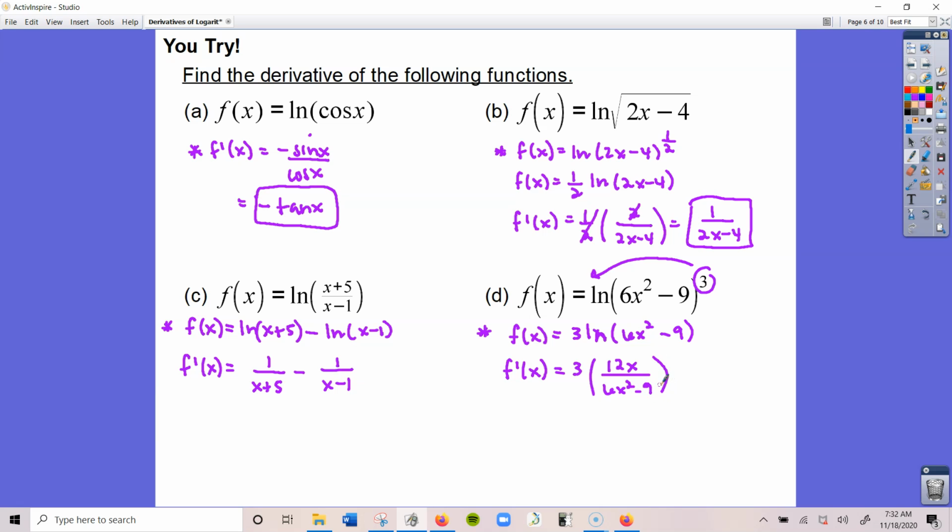Now here, I could actually factor out a 3 from the denominator, so I can cancel it with the 3 that is on the outside. So 3 times 12x over 3 times 2x squared minus 3. These 3's cancel. So my final derivative answer is equal to 12x over 2x squared minus 3.